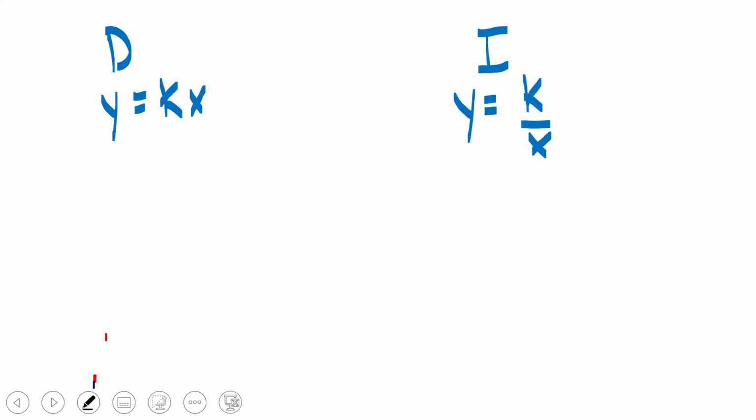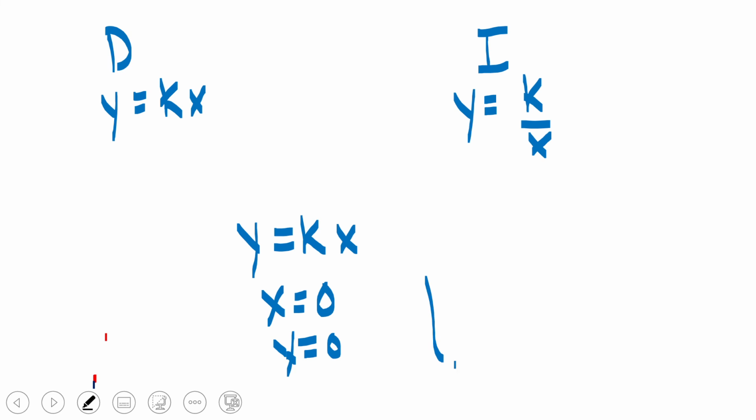So in number 7, we have the fact that y equals k times x. What if x equals 0? Well, then y has to equal 0. And that puts us at the origin for a direct graph. So y equals k times x. If the value is 0 for x, then we always need to start at the origin for a direct graph.